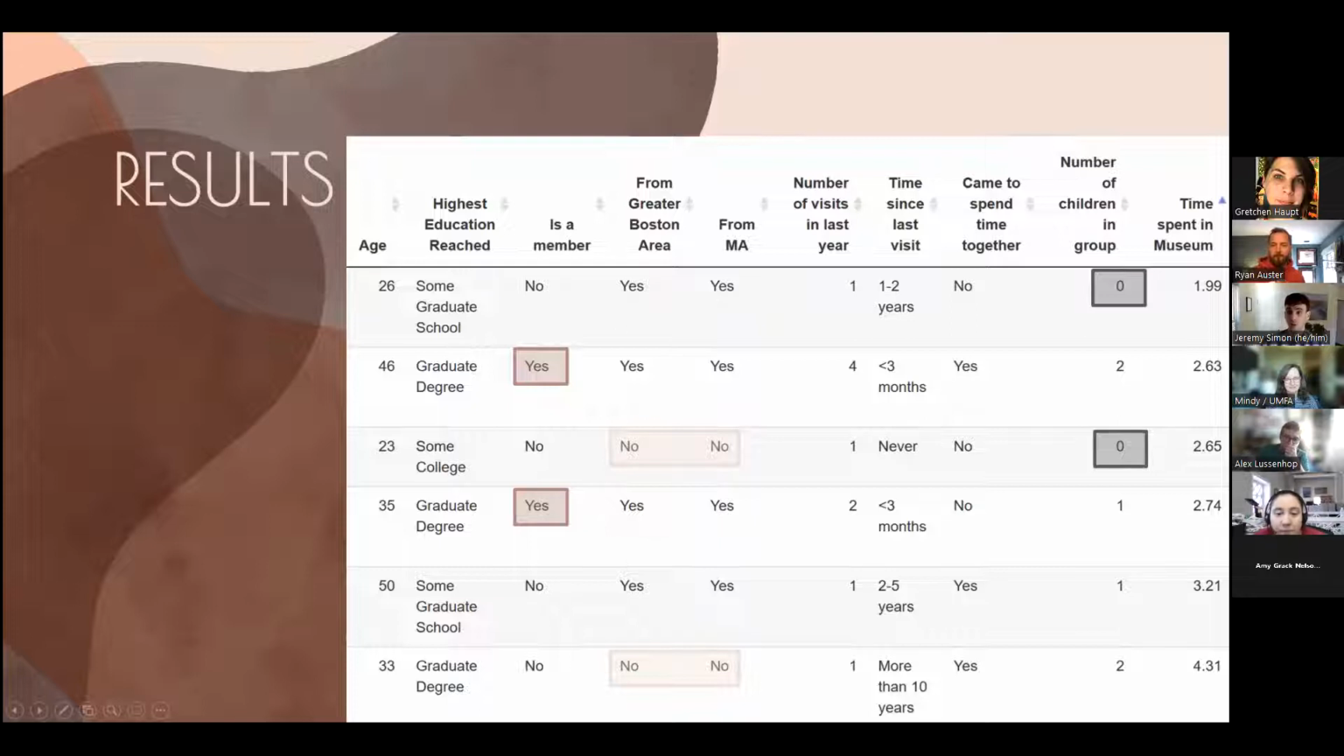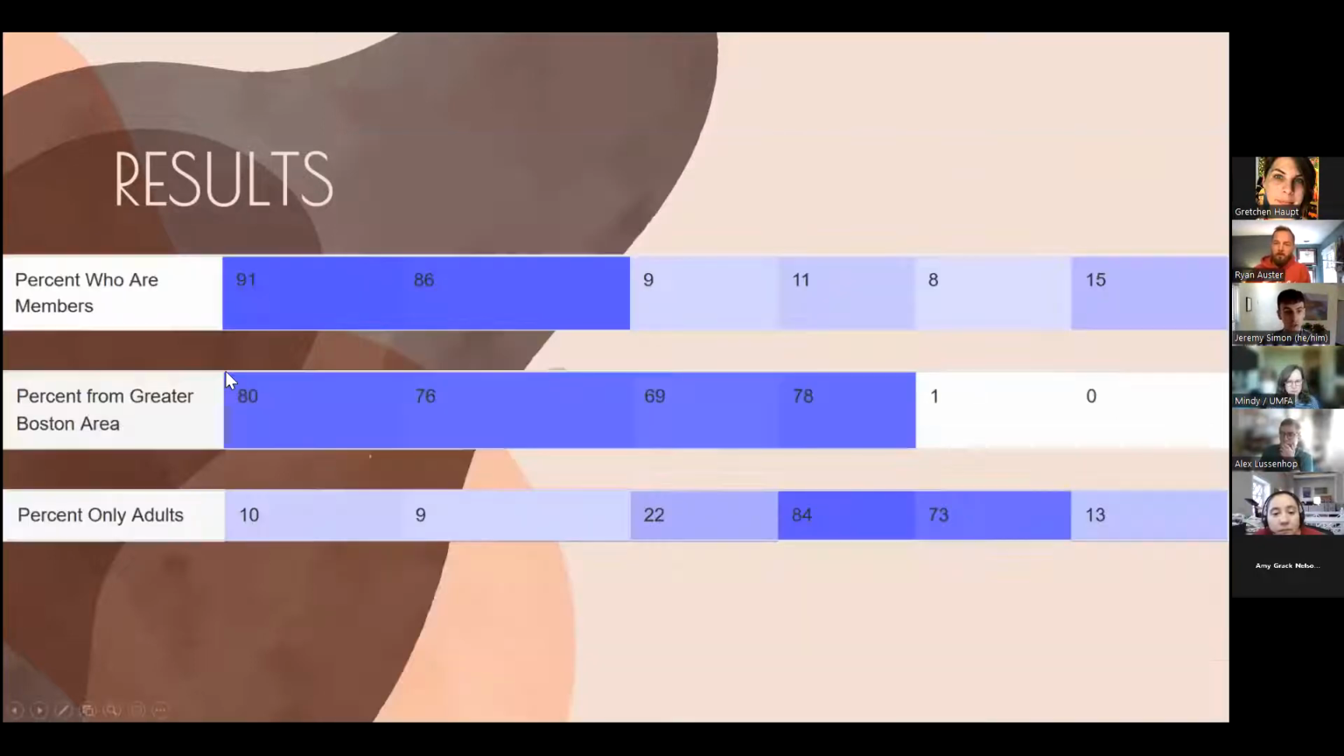Groups that are adults only seem to have slightly lower amounts of time spent in the museum. They're younger. So you can start to see how there is some value in this, right? You can see that there are some clear differences between these groups that might help us make decisions. But it's a cluster analysis. So these are the prototypical members, but the clusters themselves look more like this, where we have a cluster here and 91% of that cluster are members. 80% of that cluster are from the greater Boston area. 10% are adult only. So 90% of them have children with them when they're answering the COVES survey.